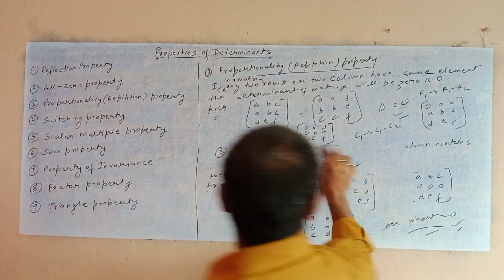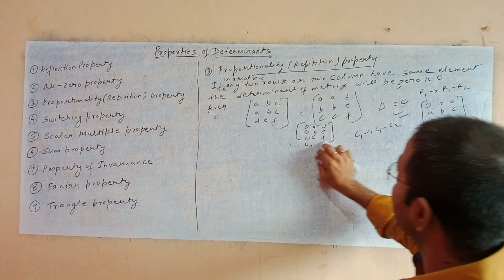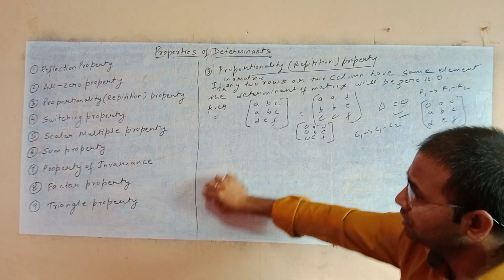Now let us see the next one. The next one is the switching property.